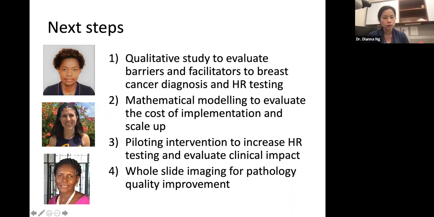The next step, which is going to be co-led by Dr. Etta Vuwula, is to actually pilot this intervention to increase hormone receptor testing and really see if there's any clinical impact on patients. And then another project that's not directly related to GeneXpert, but is related to quality control in general, is that we are also in the process of planning and launching a quality improvement project that leverages whole slide imaging, since Muhimbili now has a whole slide imager.